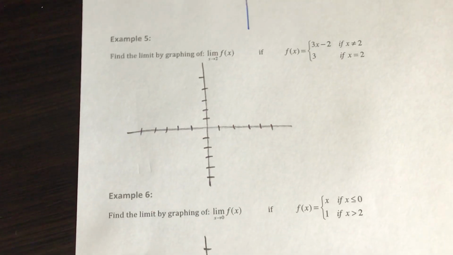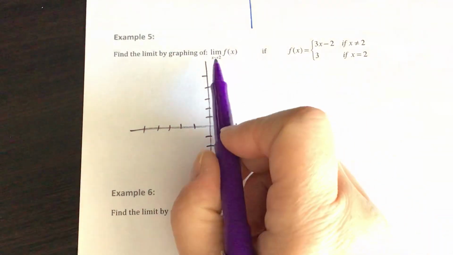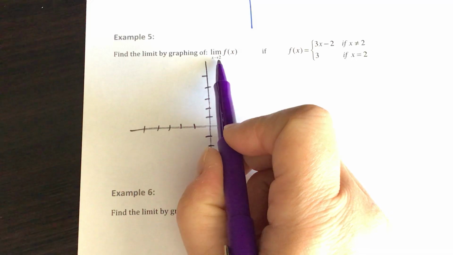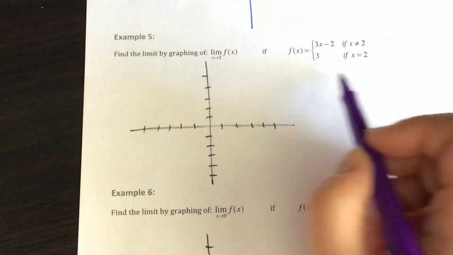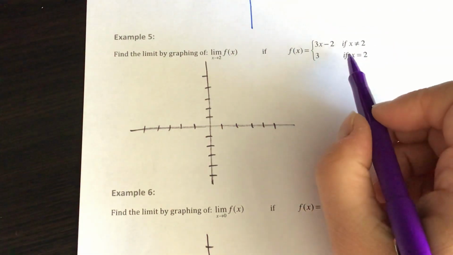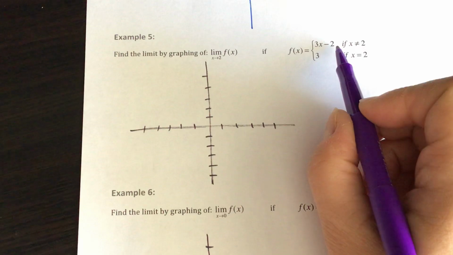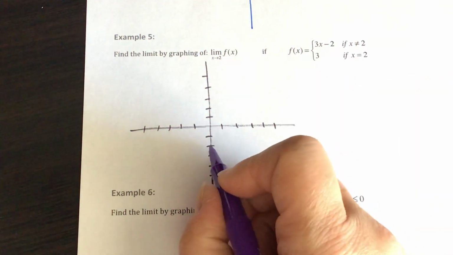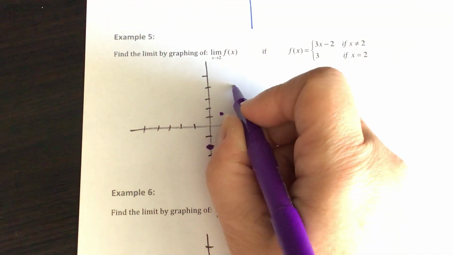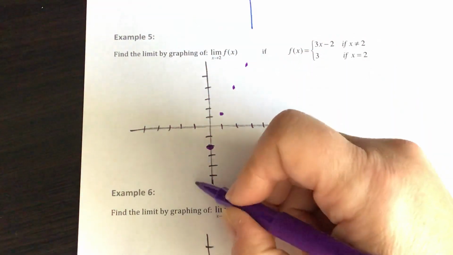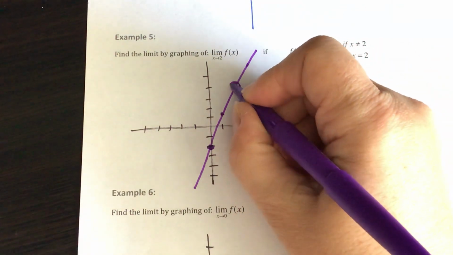All right, so in example 5, it says to find the limit by graphing the function, find the limit as x approaches 2 of f of x. So let's just graph this. This is a piecewise function, and we did these early on. So it says if x does not equal 2, this is our graph, 3x minus 2. So here's a minus 2, up 3 over 1. So this is what our graph looks like here, but not at 2. We're going to have a hole there.